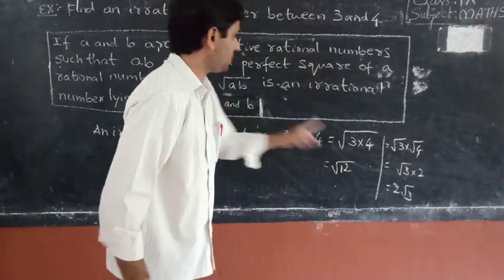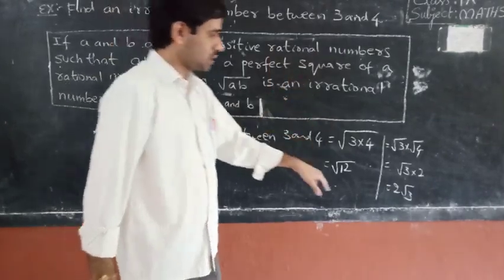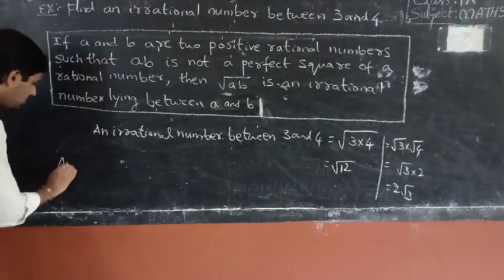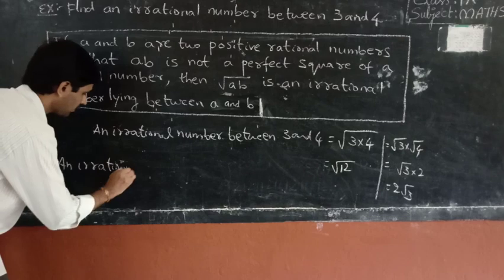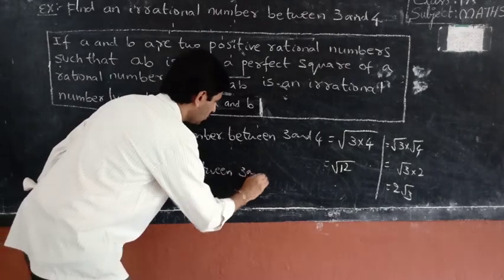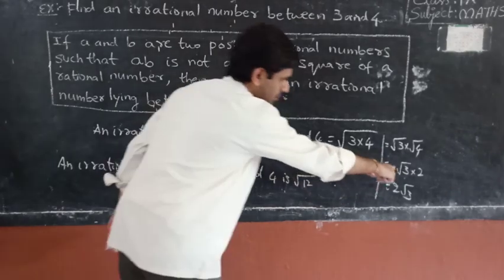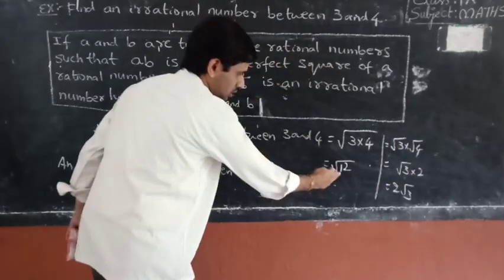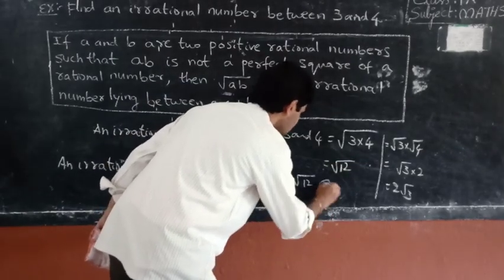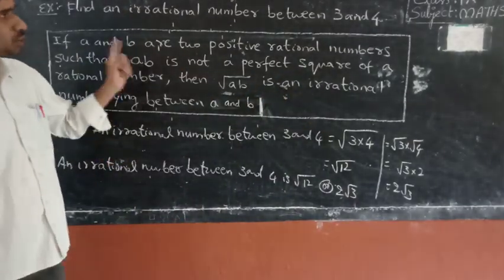So, root 12 lies between 3 and 4. Root 12 is an irrational number that lies between 3 and 4. Or otherwise you can say 2 root 3 lies between 3 and 4. So an irrational number between 3 and 4 is root 12, or both are the same. Here we separated root 3, root 4. Here we write the direct product. So root 12 or you can simply say 2 root 3. So 2 root 3 is an irrational number that lies between two rational numbers 3 and 4.